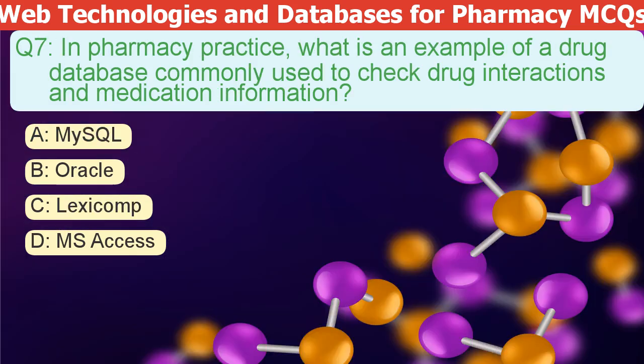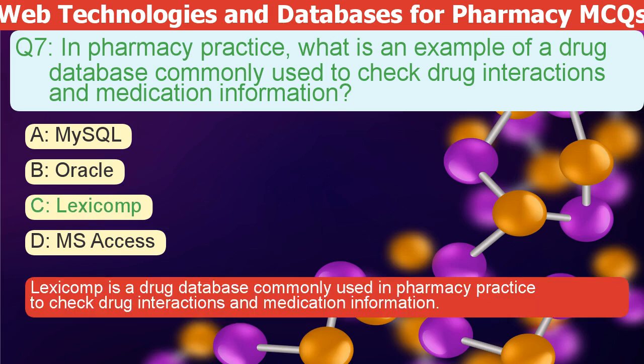In pharmacy practice, what's an example of a commonly used drug database to check drug interactions and medication information? A. MySQL. B. Oracle. C. Lexicomp. D. MS Access. The correct answer is C. Lexicomp is a drug database commonly used in pharmacy practice to check drug interactions and medication information.